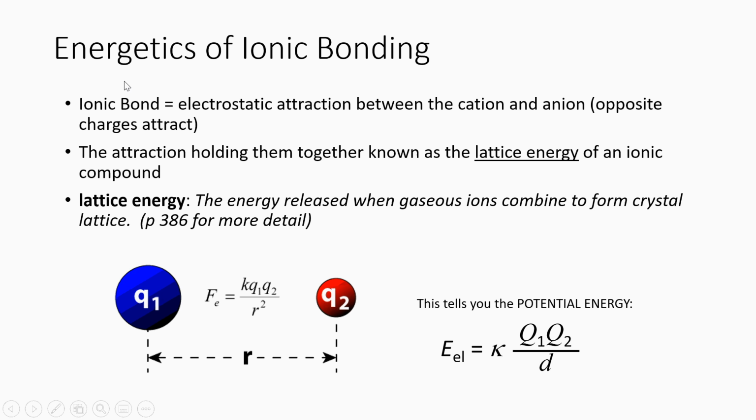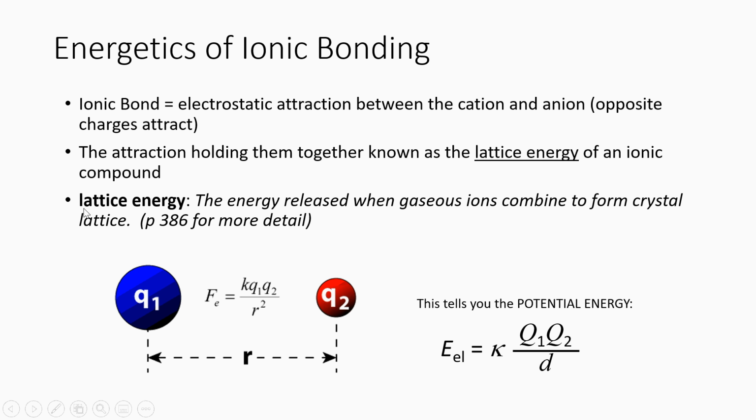We're also going to take a look at the energetics of ionic bonding. So we said an ionic bond is actually just an electrostatic attraction between the cation and anion, because we know opposite charges attract. And we know that we've got an equation that can describe this attraction. It's called Coulomb's law. And when we're applying Coulomb's law to ionic bonding, we describe the attraction holding these ions together. We call it the lattice energy of an ionic compound.